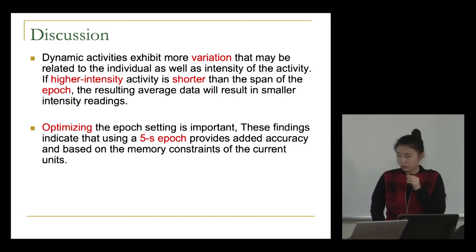And the discussion of this research. First, dynamic activities exhibit more variation that may be related to the individual as well as the intensity of the activities. If the activity is shorter than the span of the epoch, the averaged data will result in a smaller intensity rating. The second point is that optimizing the epoch setting is important, and the 5-second approach provides added accuracy based on the memory constraint of the current unit.